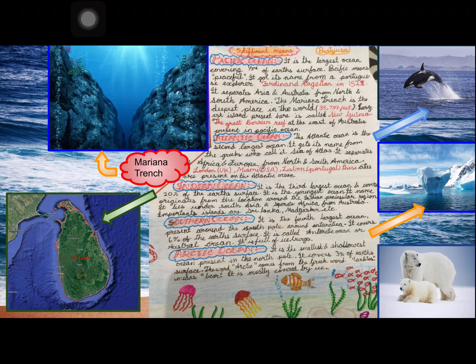Next is the Arctic Ocean. The Arctic Ocean is the smallest and shallowest ocean, present in the North Pole. It covers 3% of the Earth's surface. The word Arctic comes from the Greek word Arctos, which actually means bear.